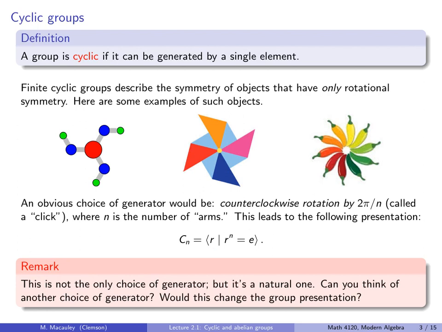So the first thing you might say is, well, what about changing counterclockwise to clockwise? And of course, that works. Instead of rotating this pinwheel counterclockwise by 2 pi over n, we can rotate it clockwise, and that will generate every symmetry. However, we still need to apply that rotation n times, so we actually get the same group presentation.